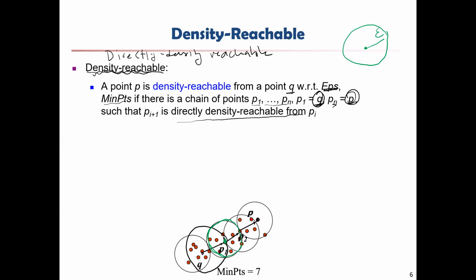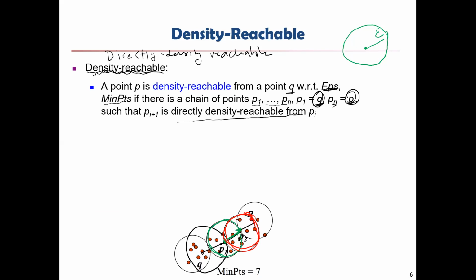So P2 is directly density reachable from what? From P1. Once I get to P2 and I draw another circle, let's say, and change the color a little bit, make this red. So I'm going to draw another circle around this guy, and my P2 is here, okay? And my P1 is here, and it looks like my neighborhood actually includes this guy, okay?